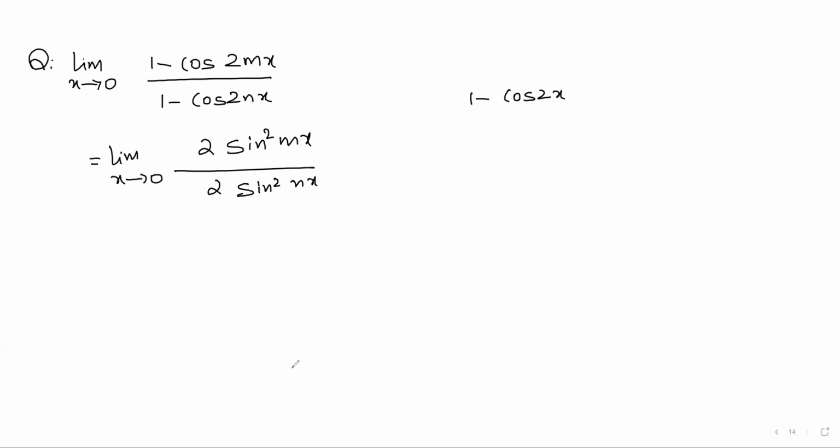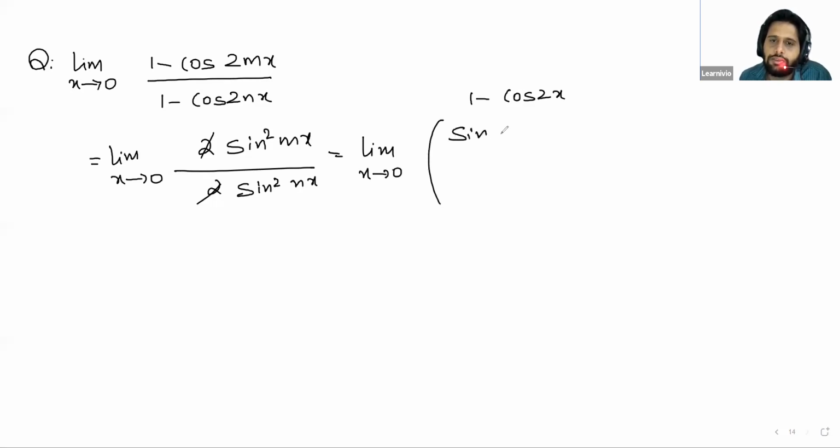Any doubt in this? सर आंसर 2 आ रहा है क्या? Not 2. We'll check this. 2 will cancel यहाँ पे out. जीरो आ रहा है क्या? नहीं, 0 भी नहीं है. Limit x tends to 0, and we will write it as sine mx by sine nx, whole square.